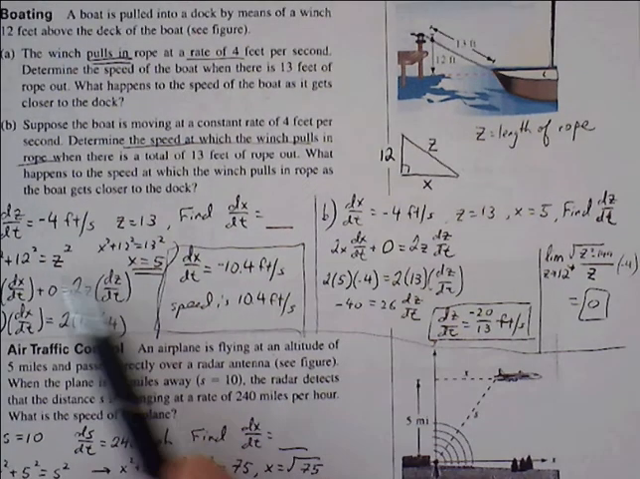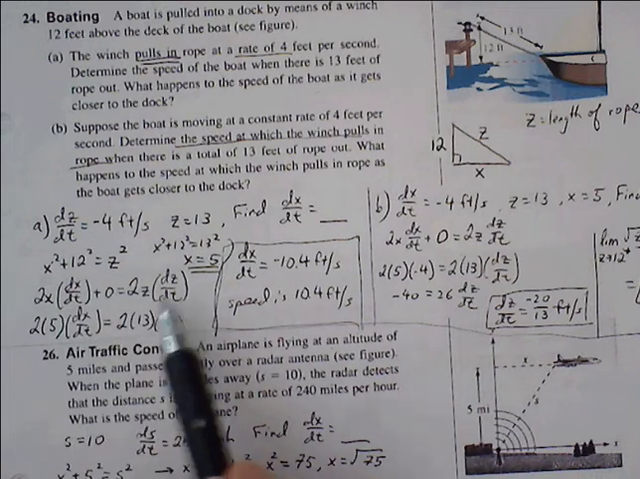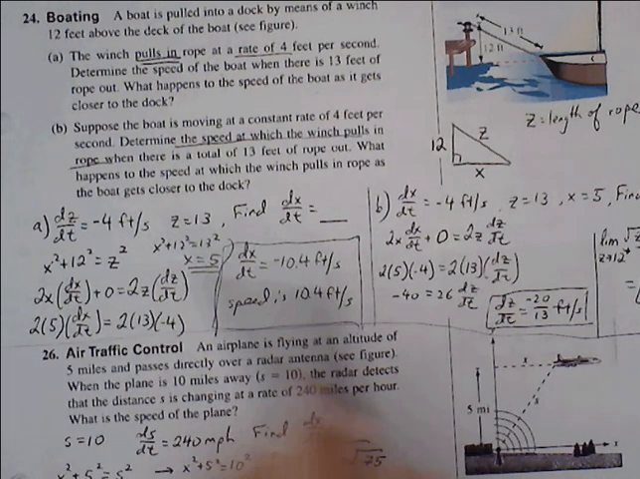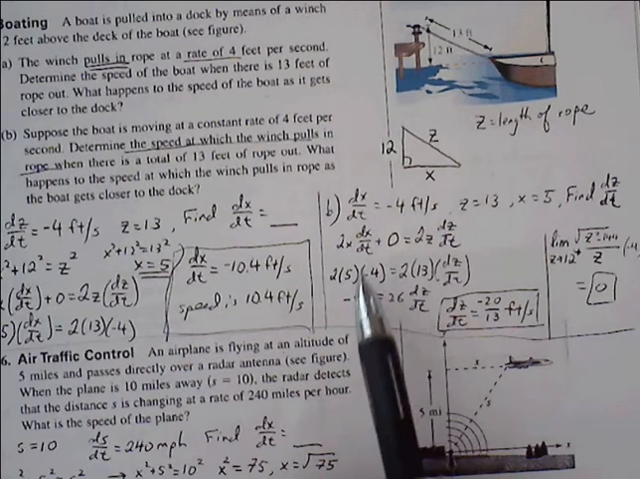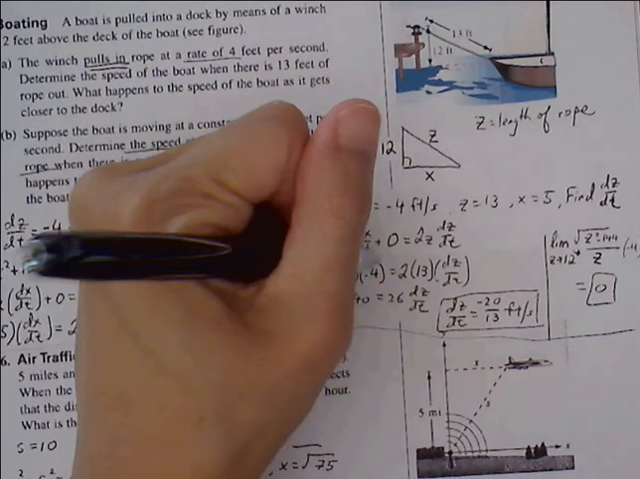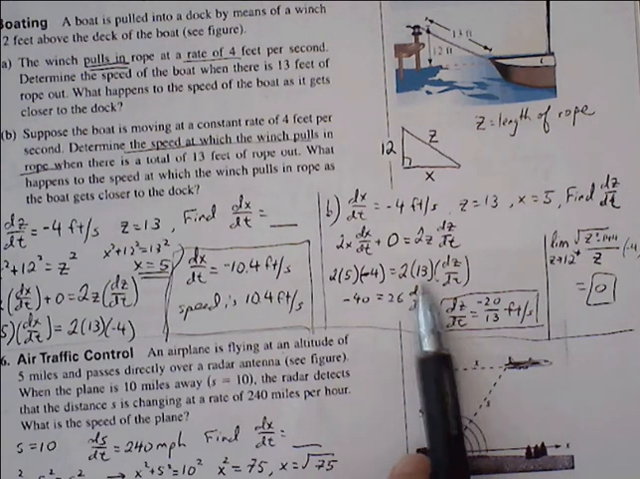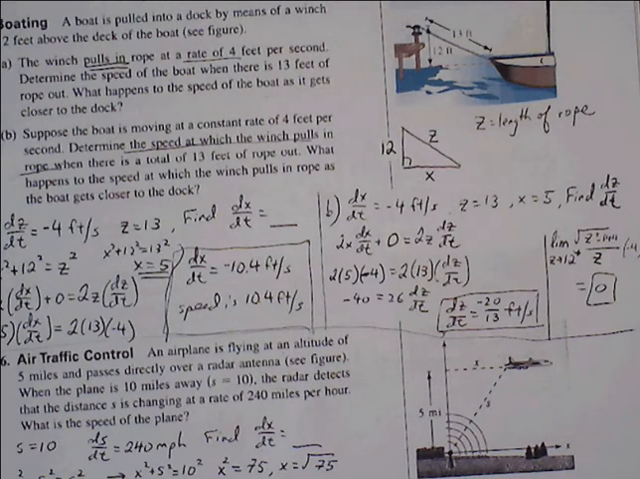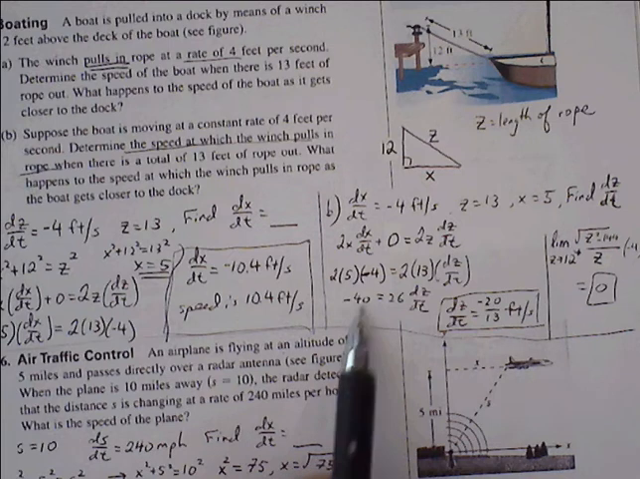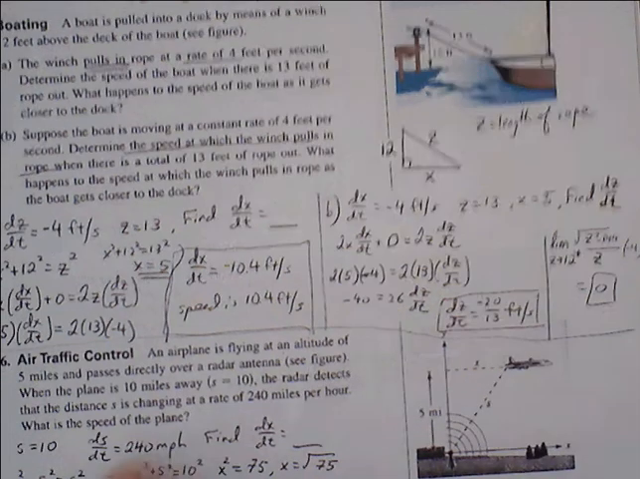So again, same equation, x squared plus 12 squared equals z squared, which comes out to be 2x dx/dt is equal to 2z dz/dt. We know 5 is x, 13 is z, negative 4 is dx/dt, so the only missing variable left to solve is dz/dt. So 10 times negative 4 is negative 40, divided by 26 comes out to be negative 20 over 13 feet per second.